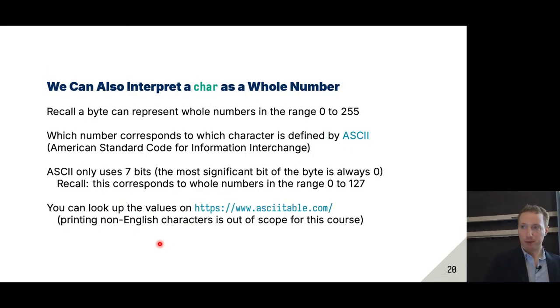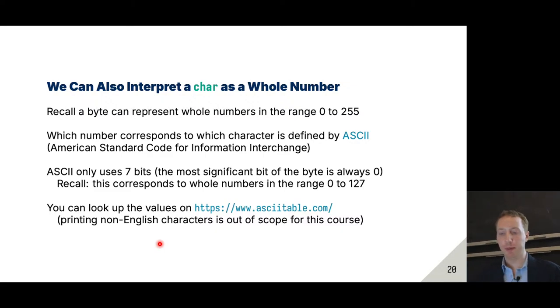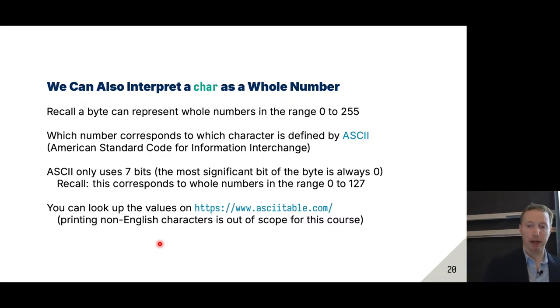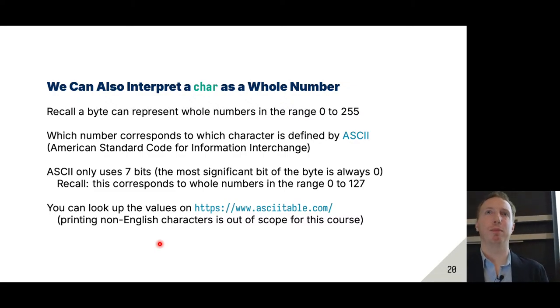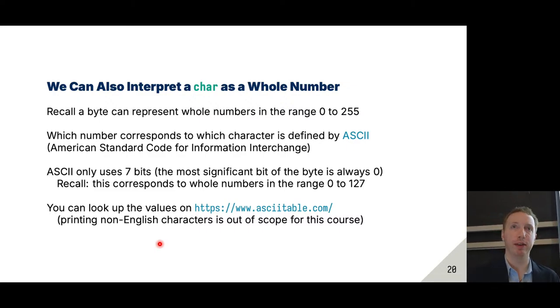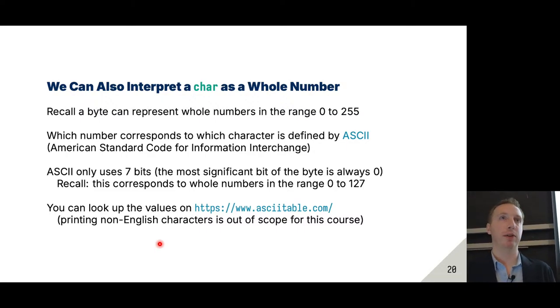We can also interpret that char, like we said before, as a whole number. Remember, a byte can represent a whole number in the range 0 to 255. It just depends what that byte actually represents, and that's exactly what types are telling us. Under the hood in memory, they're just being stored as ones and zeros. It's only how we interpret them that gives them any meaning.